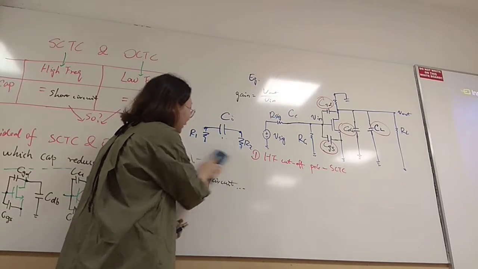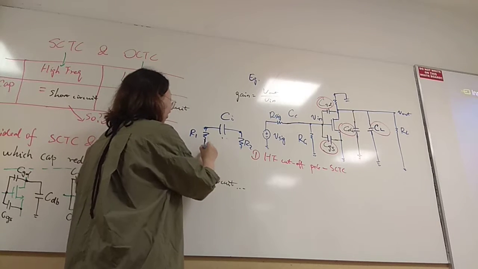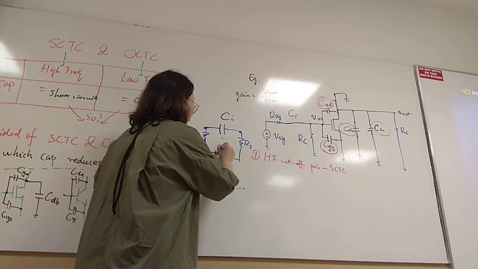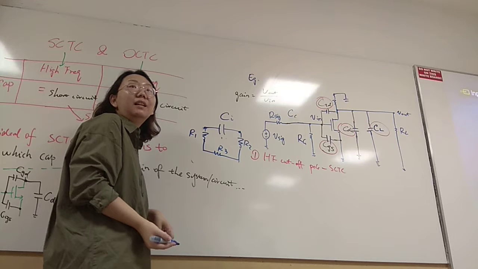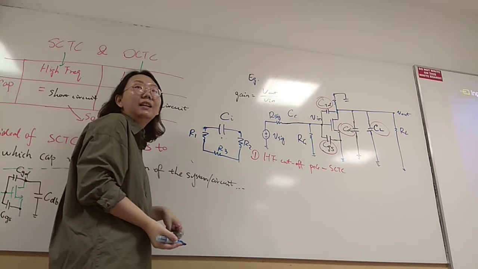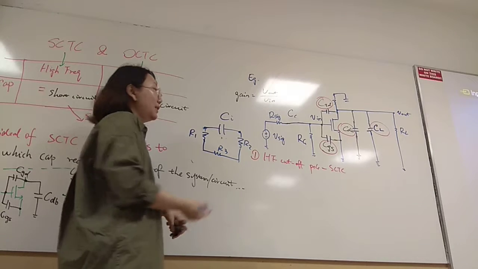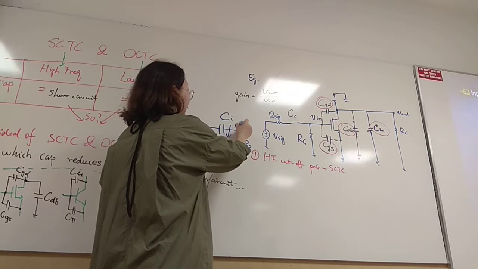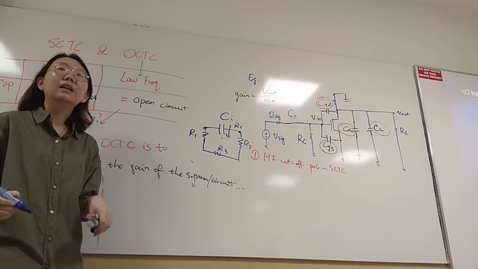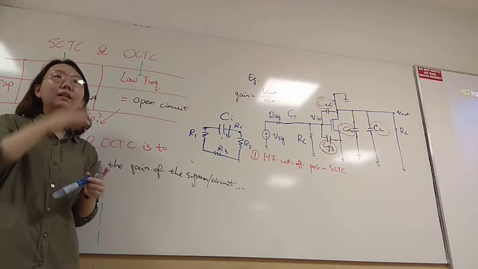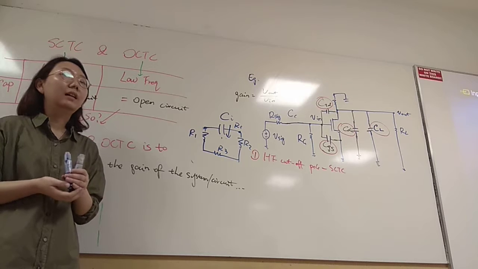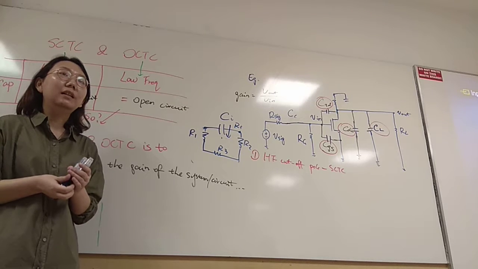So that means now I'm having a resistor this way. So what's the total resistance seen by my Ci? The sum of these three resistors. Correct.